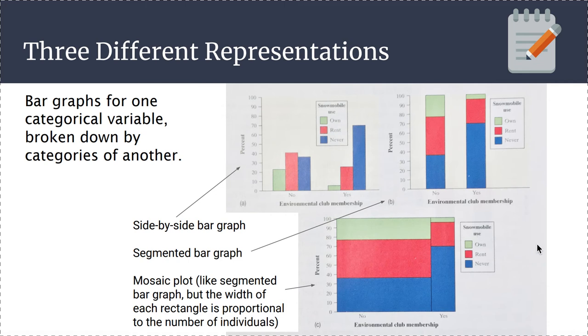And the most complicated of these, but also, depending on the situation, a relatively useful kind of representation, is what's called a mosaic plot. A mosaic plot is essentially a segmented bar graph. Notice they look very similar, except that the width of each rectangle, so going across here, is proportional to the number of individuals within that specific category. So notice the no category width is much larger than the yes category width.